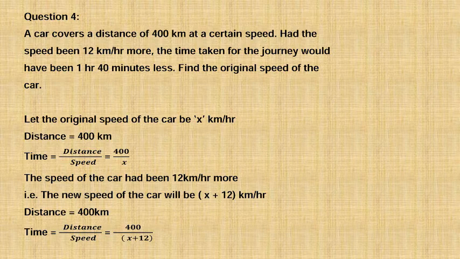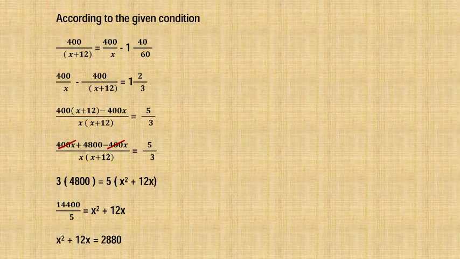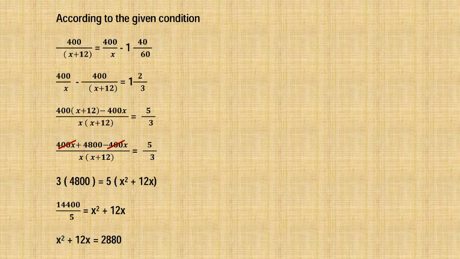In the other case, the speed of the car had been 12 km/h more. So the speed will be represented as x plus 12 km/h. Then distance will be equal to 400 km. Time can be represented by using the formula distance by speed, that is 400 by x plus 12. According to the given condition, had the speed been 12 km more, the time taken for the journey would have been 1 hour 40 minutes less.